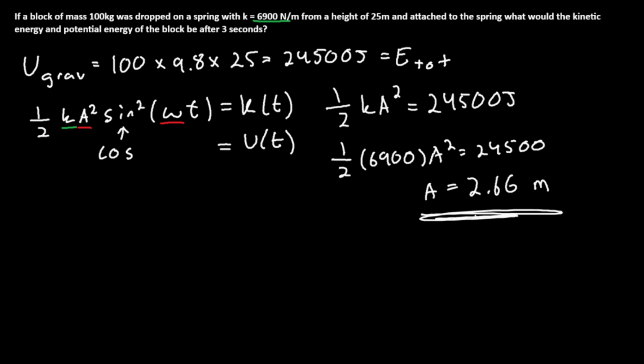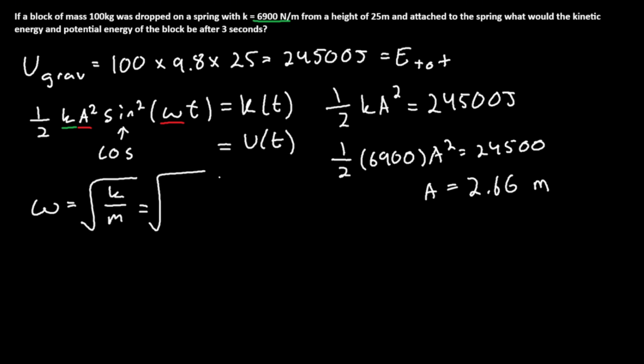Now that we have the amplitude, what do we find? Well, we can find your angular frequency. And the angular frequency is equal to the square root of your spring constant divided by the mass of the object. Well, we can do that. Let's go find 6,900 divided by your mass of the object, which is 100 kilos. And basically what you get is the square root of 69 in this problem, which is 8.31 radians per second.